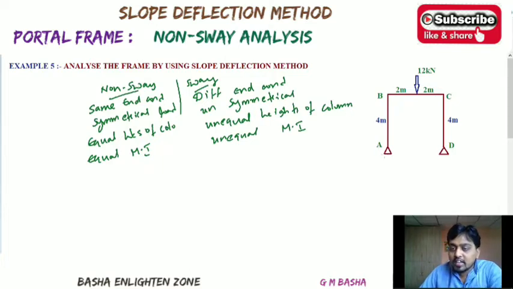So if you observe here, same end conditions, equal heights of the columns, equal moment of inertia. If no value is mentioned for I, the property will be equal to 1, and that is I. And here equally distributed, not eccentric, a point load acting exactly at the center means symmetrical loading will happen. So based on these conditions the frame will come under the non-sway analysis.